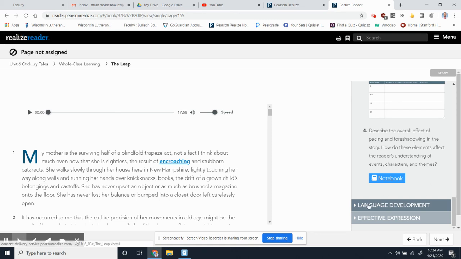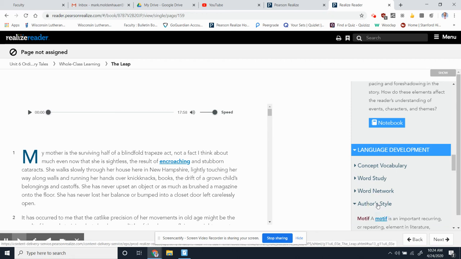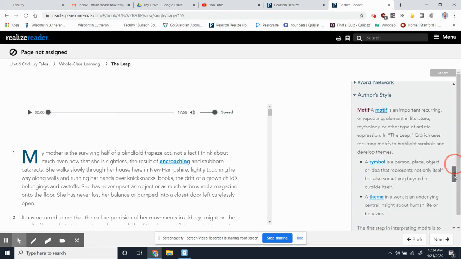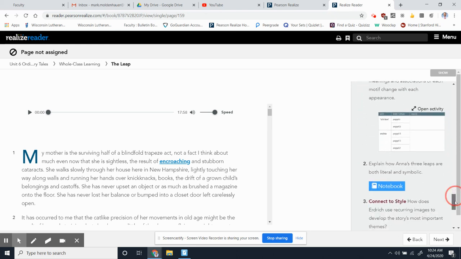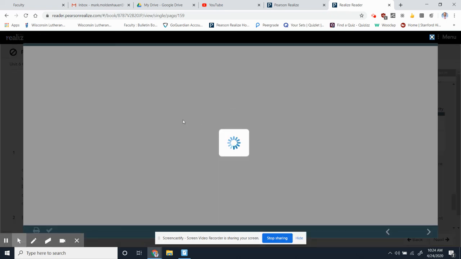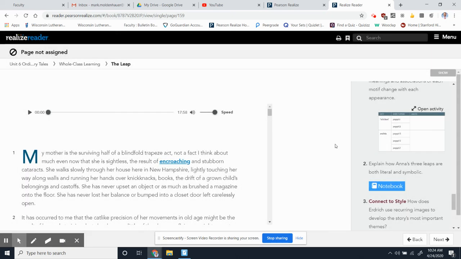The next thing you're going to do is go under language development and click author's style. When you do that, you're going to be responsible for answering question 1 and question 2. Question 1 is a chart here that shows you some of the different motifs. The role of the drums and arms and limbs. These are two different motifs found in the leap, and you will be analyzing them. So that's the assignment that you need to do for Pearson. If you have any questions, as always, email me, and that's about it.